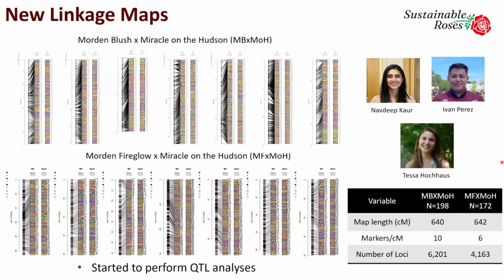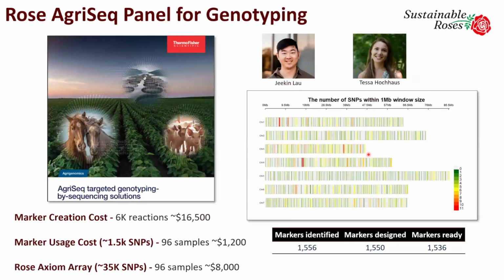And we've started to do some QTL mapping for disease resistance and ornamental traits. So far, preliminary results are very, very encouraging, and we look forward to continuing to do that. So we've genotyped some material and we've started to do some QTL analysis.